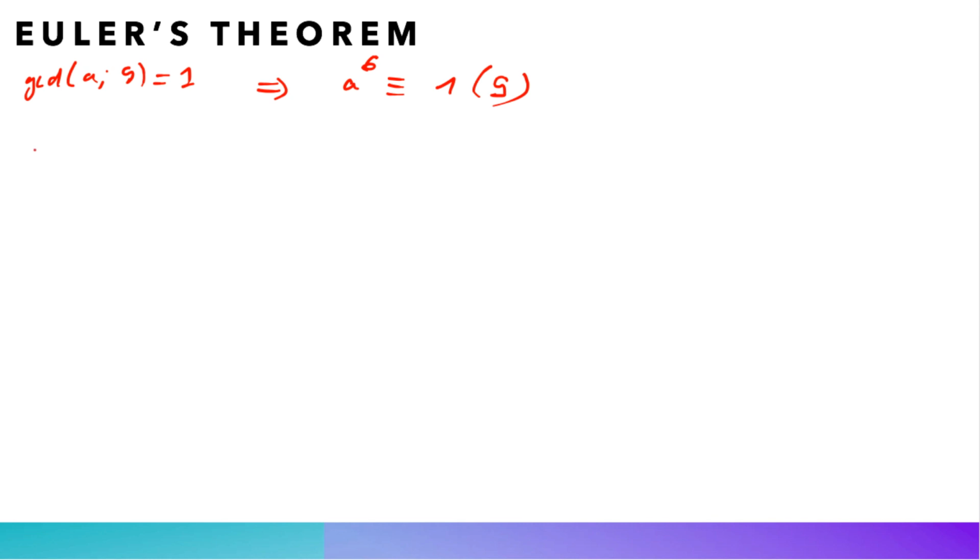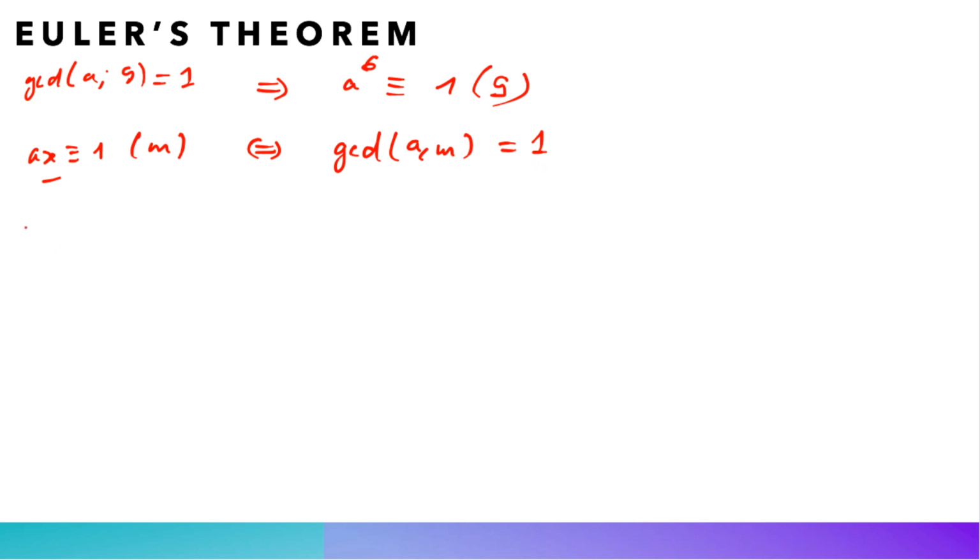First of all, let me remind you that we say that a is invertible modulo 9, or modulo an integer m, if and only if ax is congruent to 1 modulo m has a solution x, right? Which means that a has an inverse x. And this happens if and only if the GCD of a and m is equal to 1, meaning that a and m are coprime. For instance, if you take m equal to 9, we see that ax is congruent to 1 modulo m if and only if the GCD of a and 9 is equal to 1.